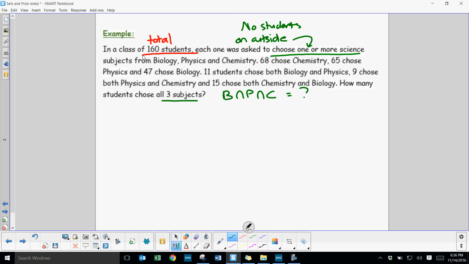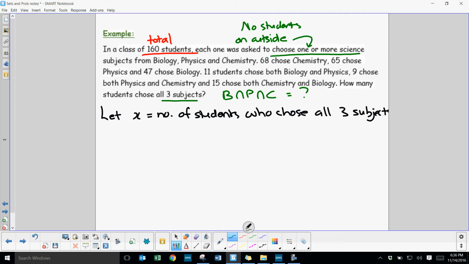So this is one where it's much easier if you set it up with X. So let's say let X equal the number of students who chose all 3 subjects. So basically the intersect of all of them. So that's a good thing to define to begin with.